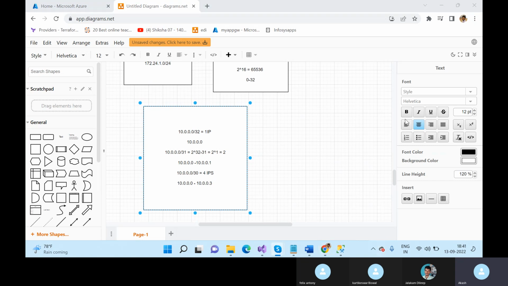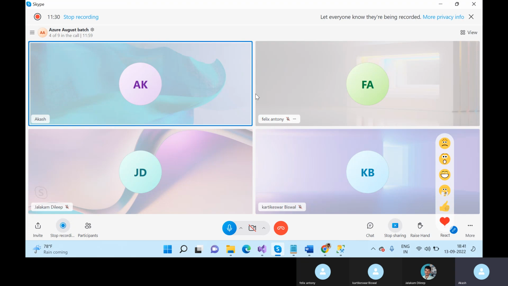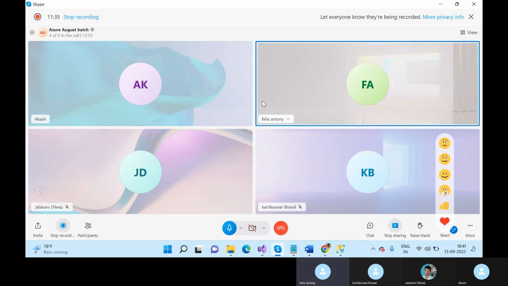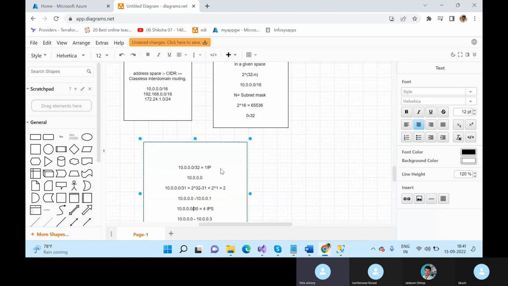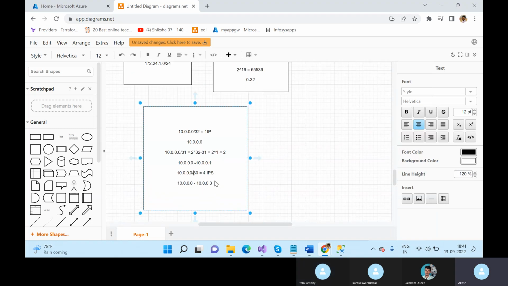Did you guys understand this concept? Have you understood this? Yes, Akash. Dilip? But I have one more doubt. Can we give 32, 31, 30 and all? Yeah, we can give. It's possible.